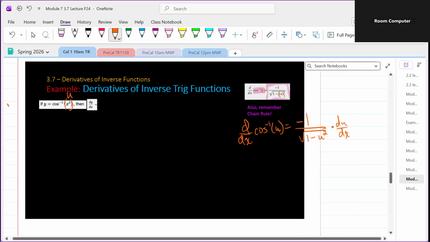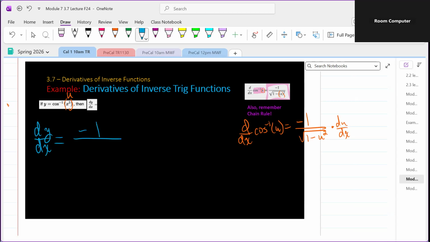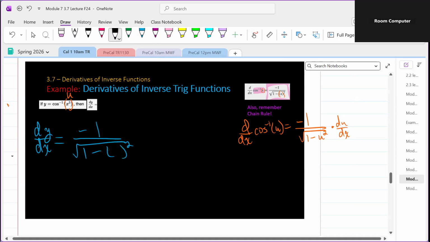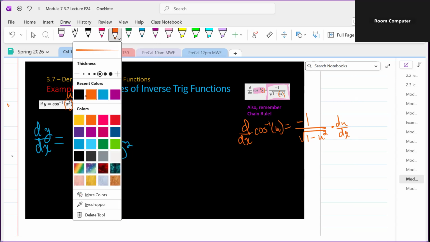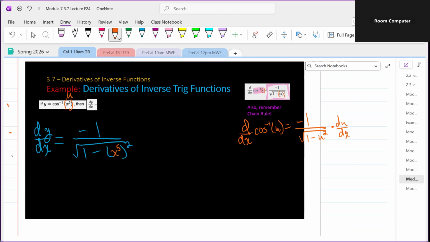So ugly is that x to the fifth. So now I'm going to follow my pattern. So my derivative is -1 over square root of 1 minus things squared. We're going to fill in x to the fifth. And then we do times the derivative of x to the fifth, which is bring the power down, 5x to the fourth.